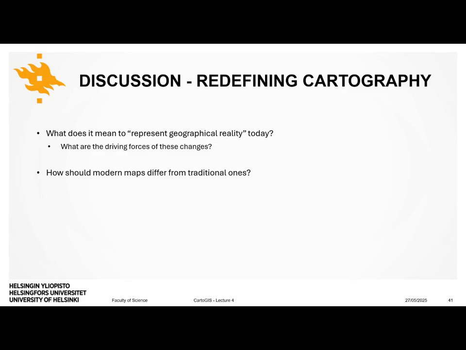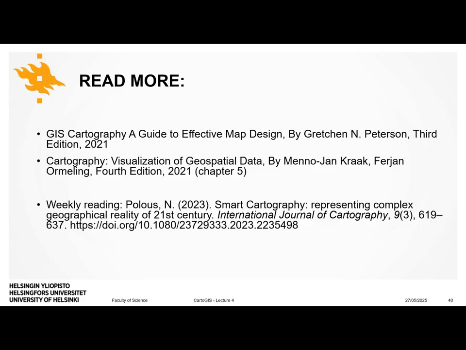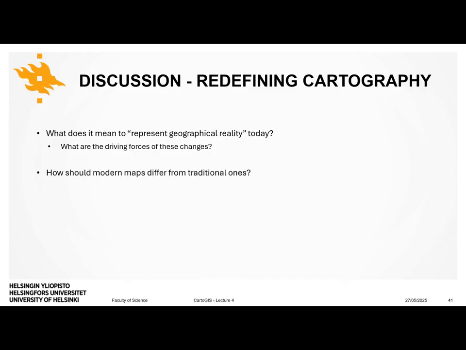Okay, so now we want to head to our discussion. We are a bit short on time, so we only have 15 minutes, but let's make the most of it. The title of the paper you were supposed to read was Smart Cartography: Representing Complex Geographical Reality of the 21st Century. As you can guess from the title, even if you have not read the paper, it reflects on what things have changed in geography in our world, and how that would affect our job as cartographers. That's the main idea of the paper.